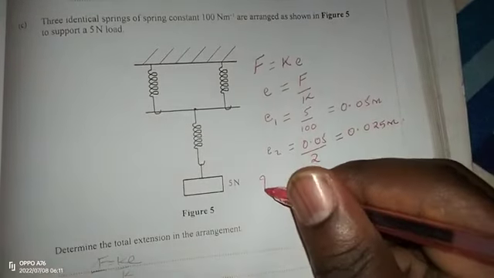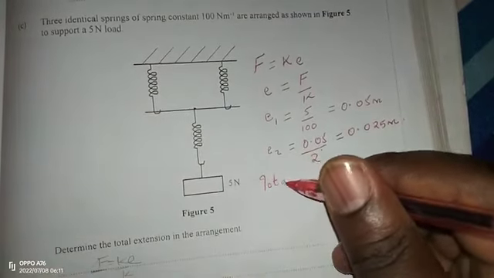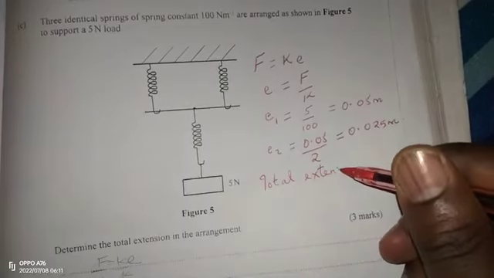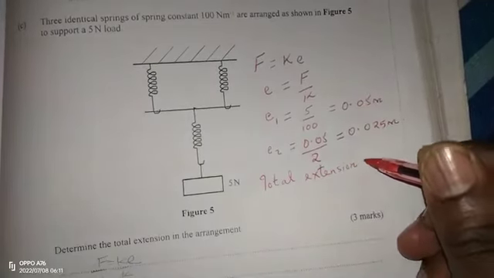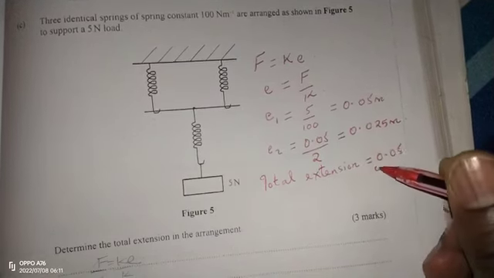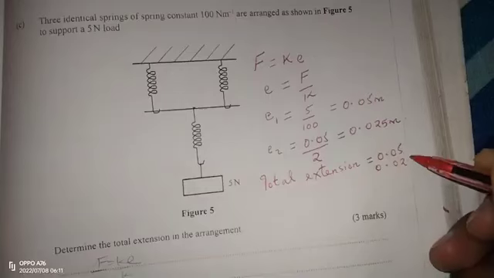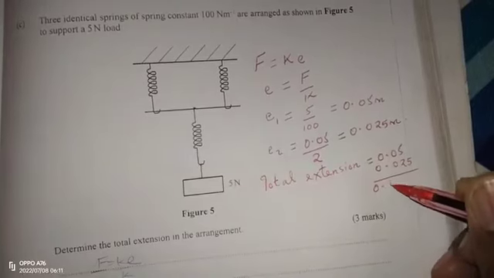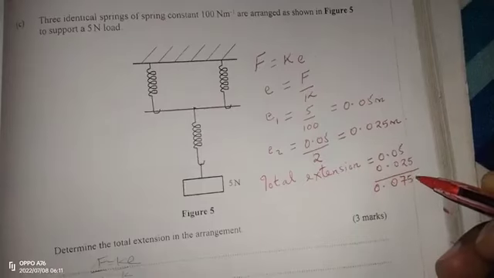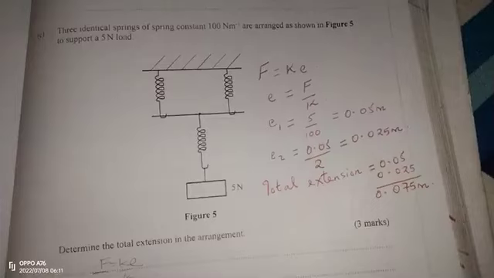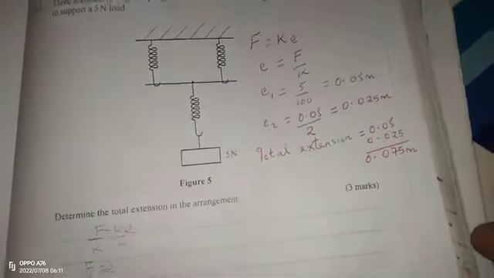Therefore, we can get the total extension, which is going to be 0.05 plus 0.025. This is going to give us 0.075 meters. So that is the total extension in this system.